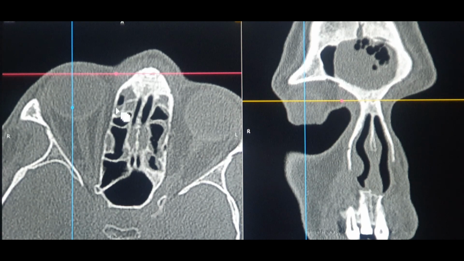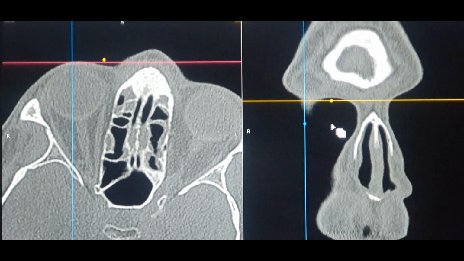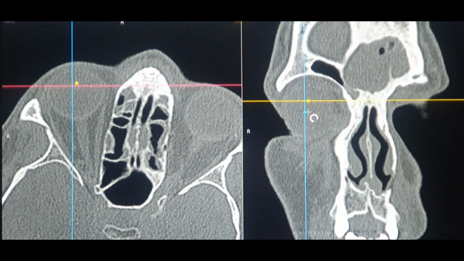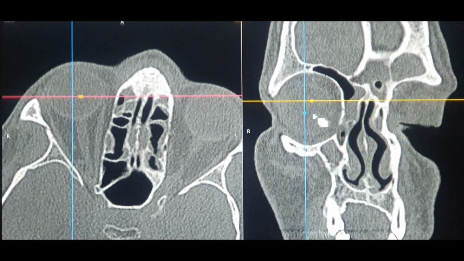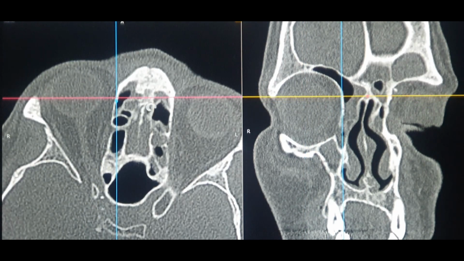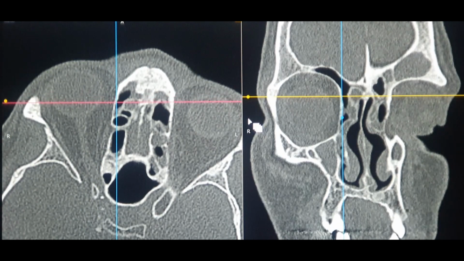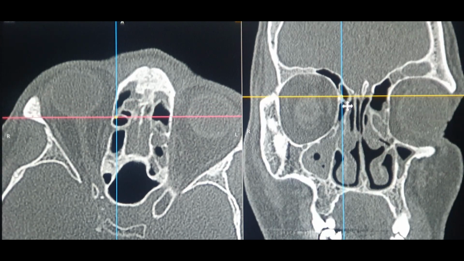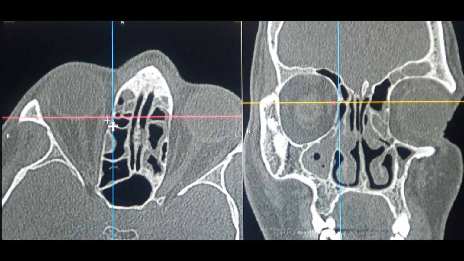So this is the entire lamina papyracea, and if I go posteriorly on the coronal section, you can see my orbit over here. I keep on going behind. I can start seeing the lamina papyracea on the coronal section as well as on the axial section. Keep on going behind, I eventually can see that the entire lamina papyracea is intact.